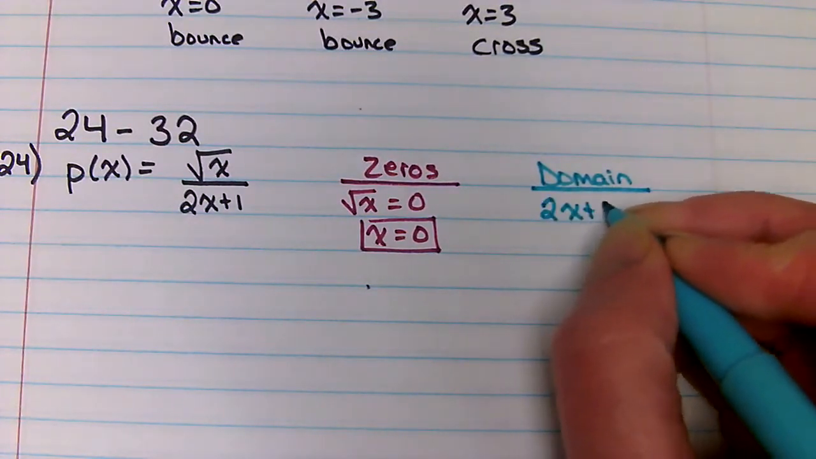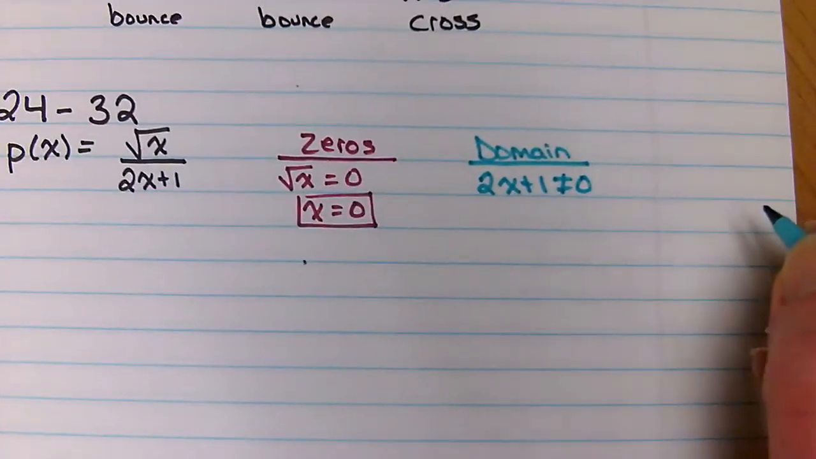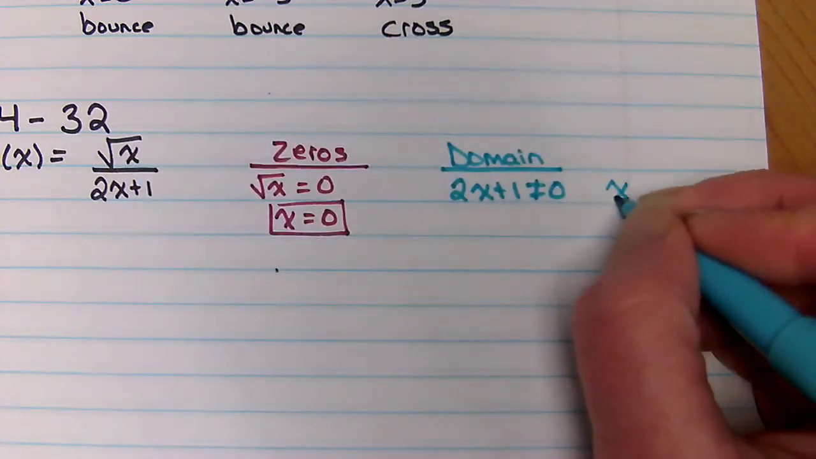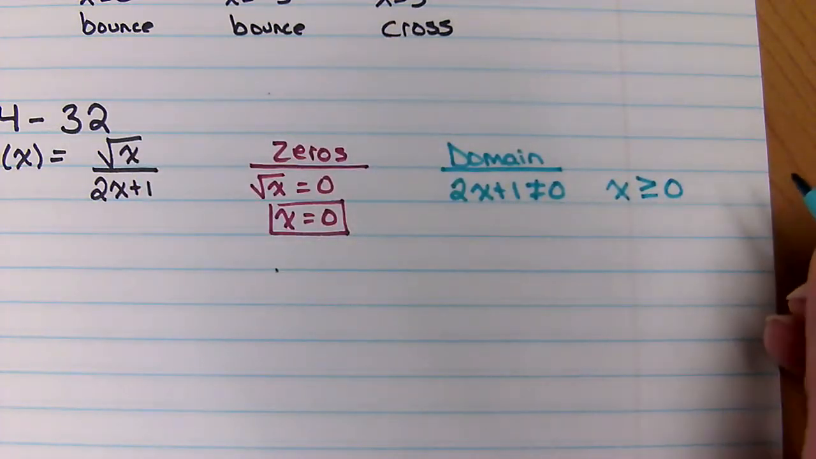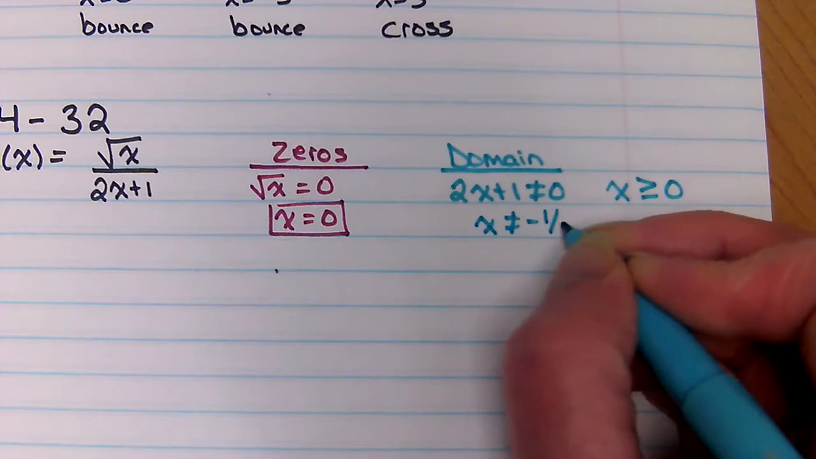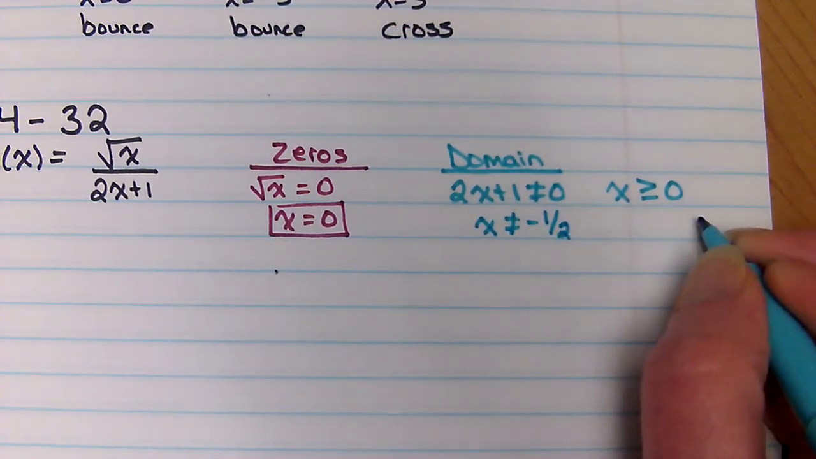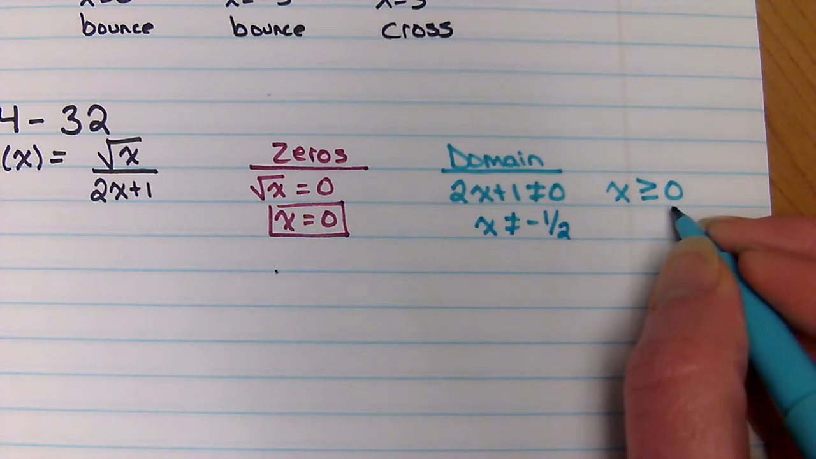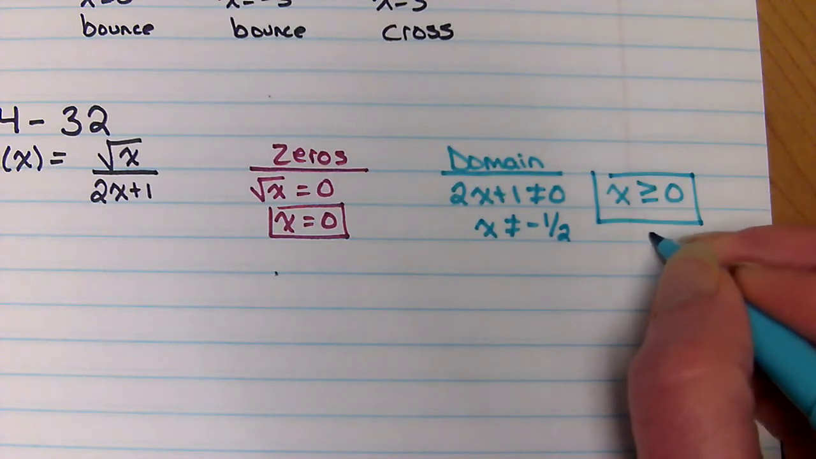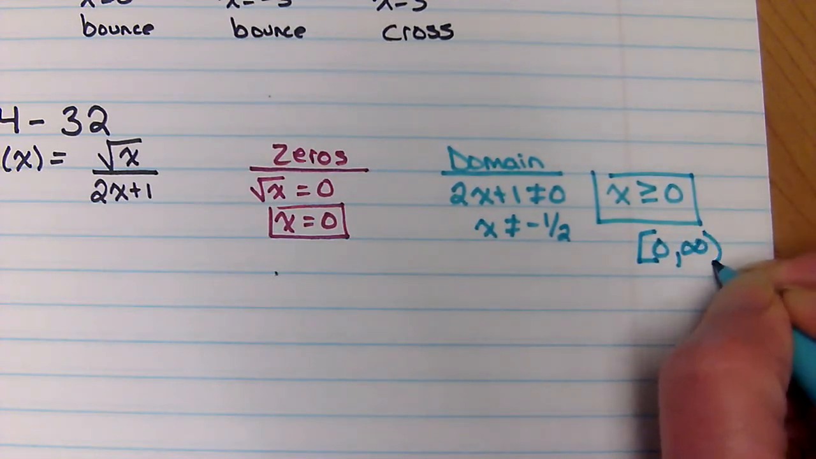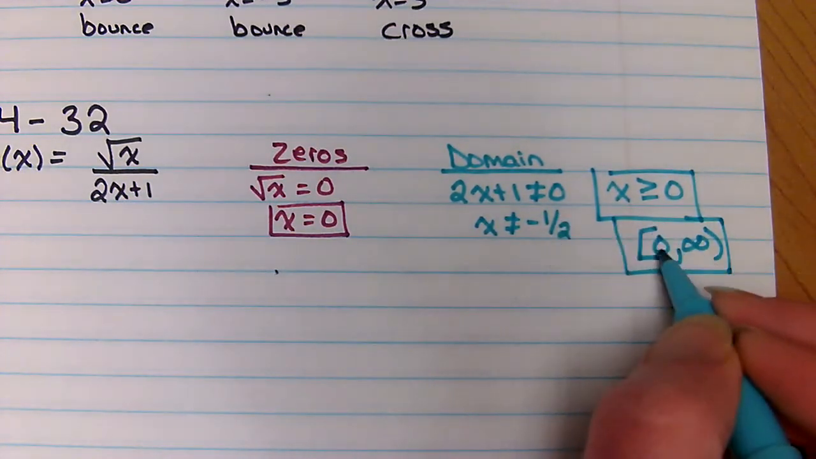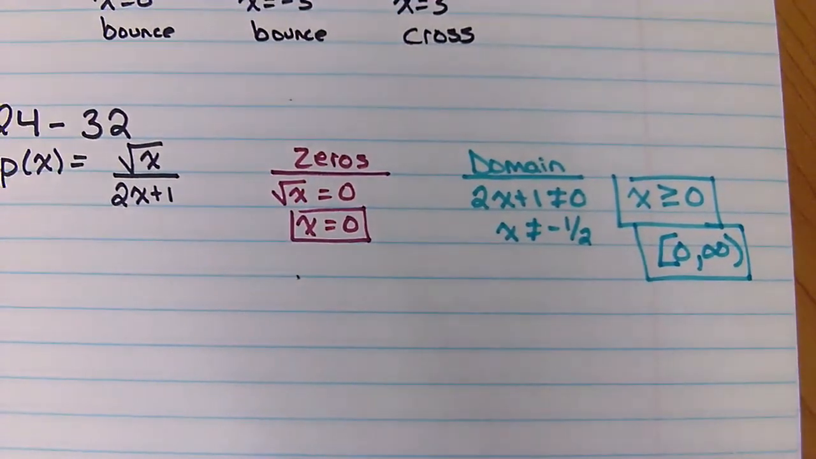2x plus 1 cannot be 0. And the square root has to be greater than or equal to 0. So x has to be greater than or equal to 0. So here, x is not going to be negative 1/2. And x has to be greater than or equal to 0. Well, if x is greater than or equal to 0, is it ever going to be negative 1/2? No. Now, depending on how they write the answers, it could be written either way here. But either one of those does not include negative 1/2, so we're good there.